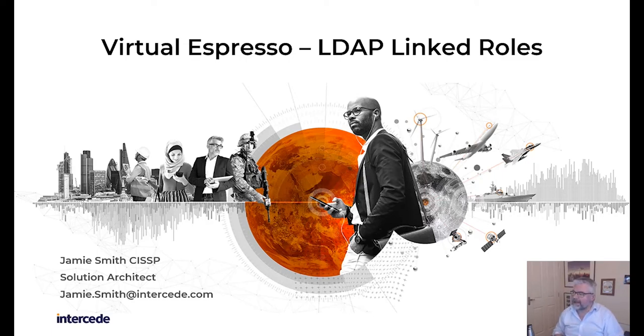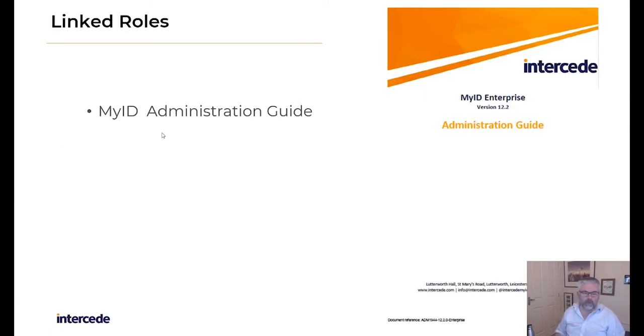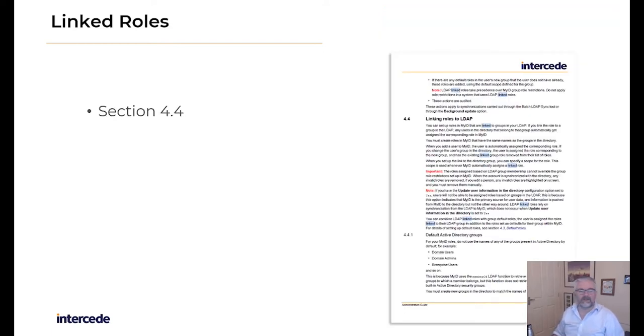Today we're going to look at linking MyID roles to LDAP groups. That's automatically giving a user within MyID a security role based on their group membership within the LDAP. Usual warning: this is detailed within the administration guide, so if you want to implement this, I strongly suggest you look through the administration guide, and you can find out everything I'm going to show you in more detail. It's section 4.4.